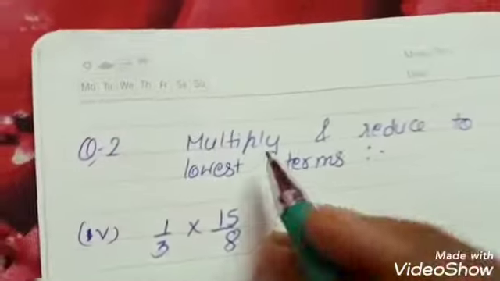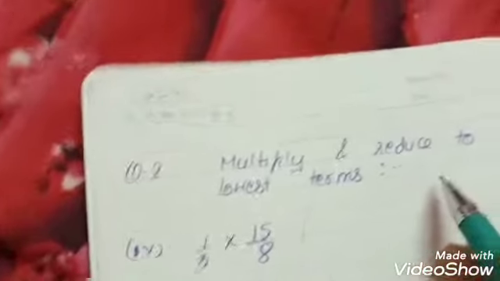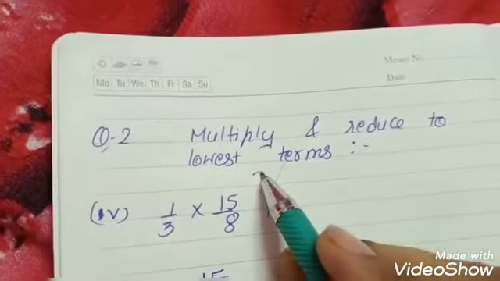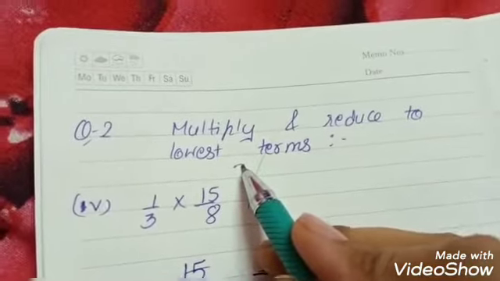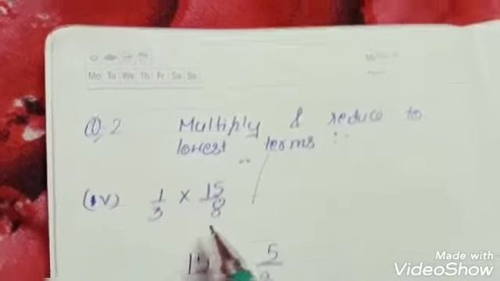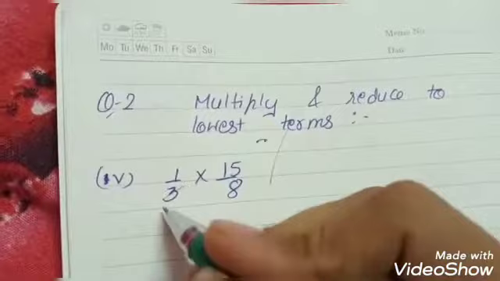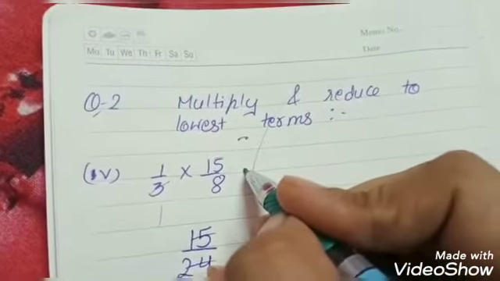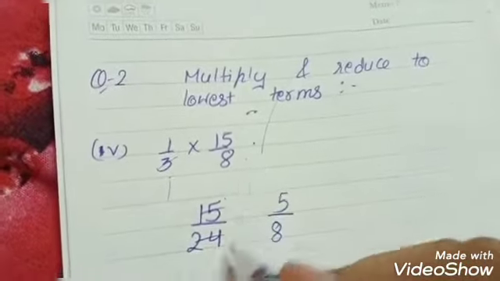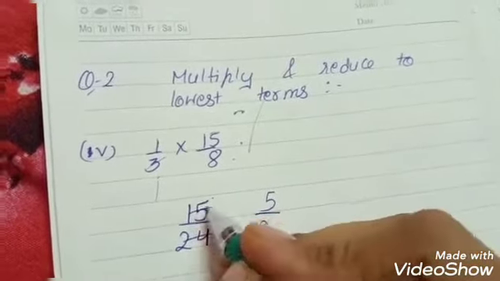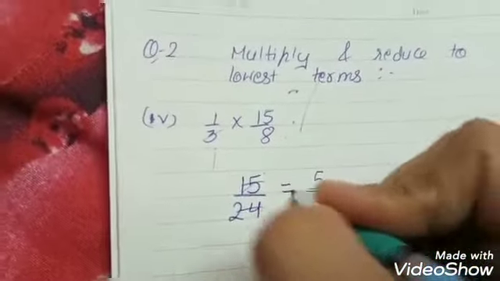In question number 2, the question is multiply and reduce to the lowest term. Lowest term means wherever the cutting is possible you have to do. Wherever it is not possible you can leave. So here you can see the cutting is possible. 3 1s are 3, 5 3s are 15. Okay, you can do like this, or 1 15s are 15 and 3 8s are 24. Here also you can cut. 3 5s are 15 and 3 8s are 24. So final answer is 5 upon 8.